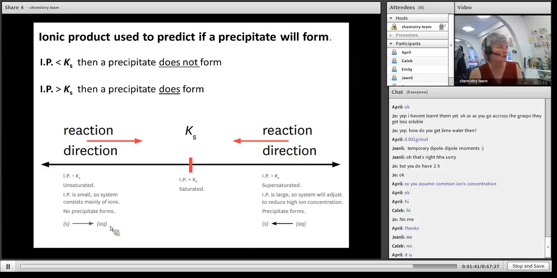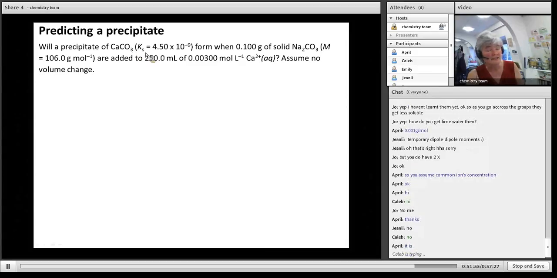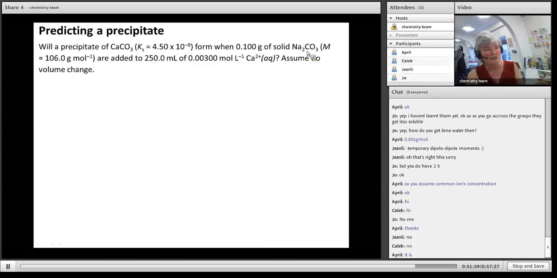So a typical question is going to be something like this. Will a precipitate form if you add a solid of this or two solutions or something like that? So here we've got a Ks value, and you know it relates to calcium carbonate. You get given sodium carbonate. So carbonate is your source of ions for the calcium carbonate.